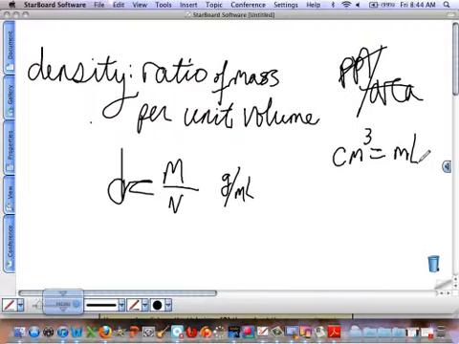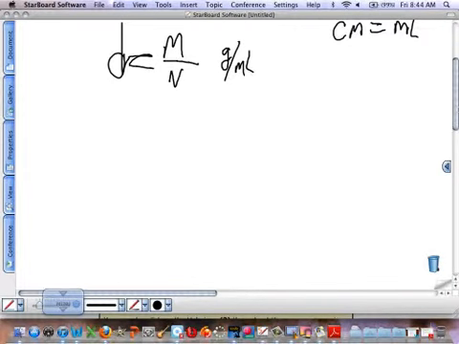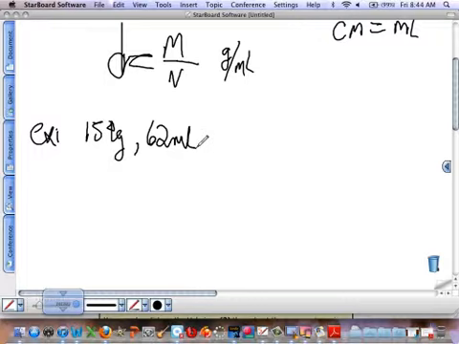All right, so that's density is mass over volume. So let's try that out a little bit here. Let's say that I have a piece of material that has a mass of 154 grams, and I measure its volume, and let's say it has a volume of 62 milliliters. How do I find the density?